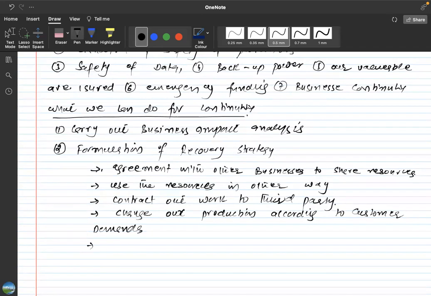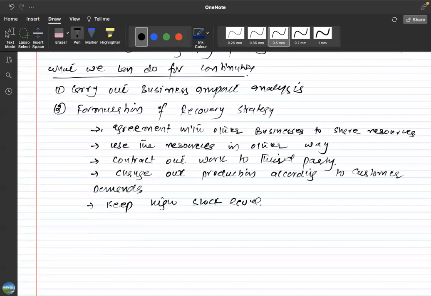If we are facing some problems because of stock problems, we can keep high stock level. We can shift the production from one plant to another too. This might also help us to formulate the recovery strategy. The third thing that we can do for the business continuity is the plan development.